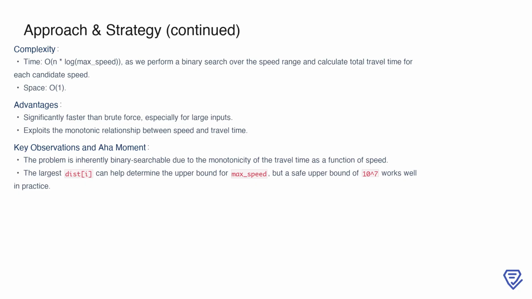A key observation that enables this strategy is the realization that the problem's monotonicity makes it inherently suited for binary search. Additionally, while the largest distance segment can give some insight into setting an upper bound for the search, a conservative maximum speed of 10^7 is generally sufficient in practice. This balance of efficiency and practicality makes the binary search approach highly effective for solving the problem.